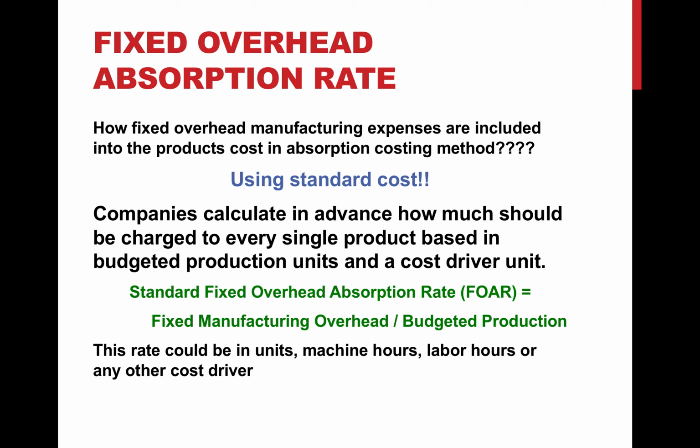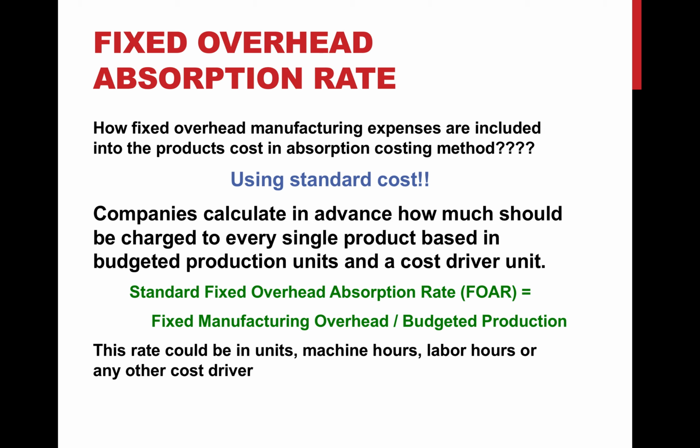So how are fixed manufacturing overhead expenses included in the product cost using standard cost? Remember, companies calculate in advance, that's a pretty important word, how much should be charged to every single product based on budgeted production units as a cost driver unit. So remember, this is in advance. This is planning. This is January the 1st or before, according to the budgeted production that I'm expecting for the next period.